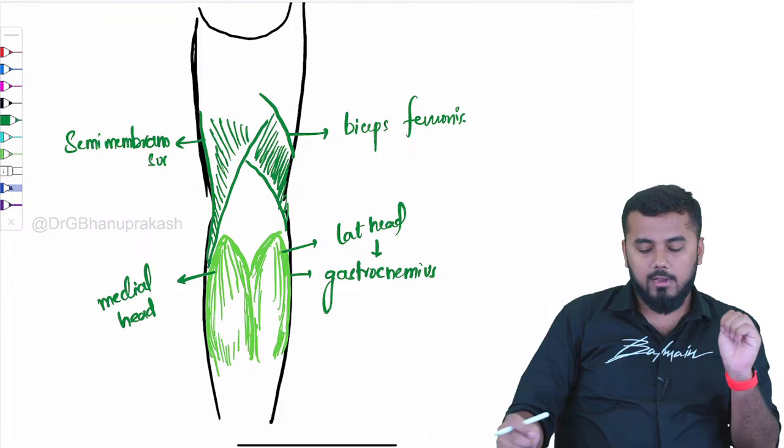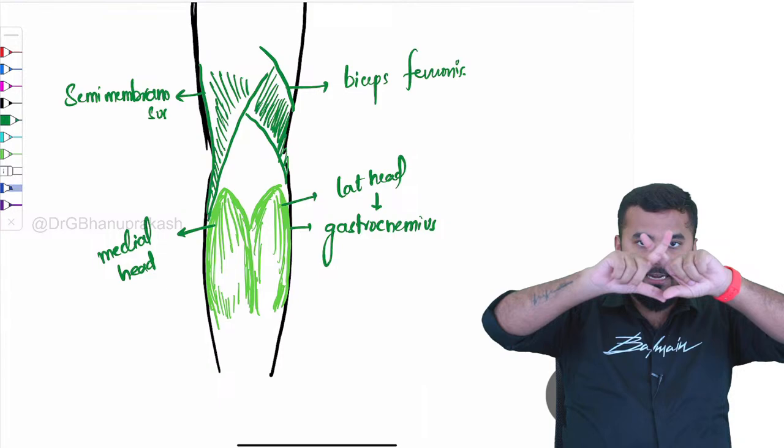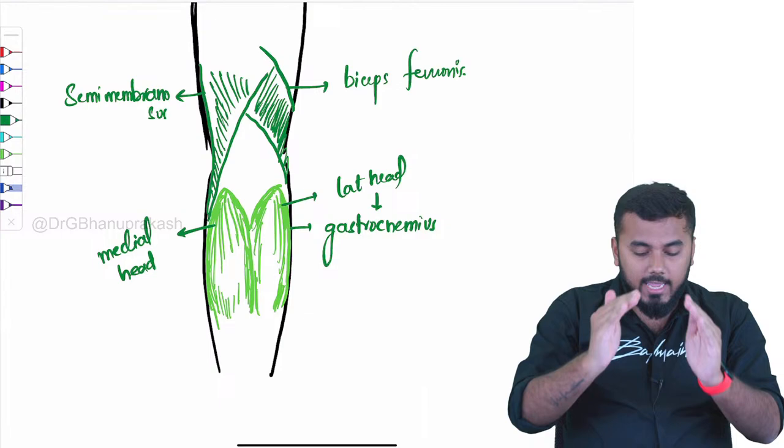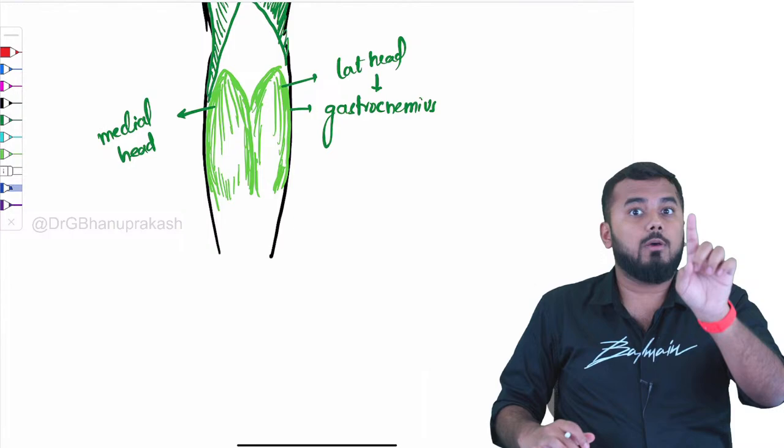So there are four muscles like this. This is semimembranosus, this is biceps femoris, and we have got the medial head and the lateral head of gastrocnemius. All these four muscles together have formed a triangle here, so they have formed a fossa. This fossa is nothing but called the popliteal fossa. So the first important question they're going to ask you is, what are the borders of the popliteal fossa?